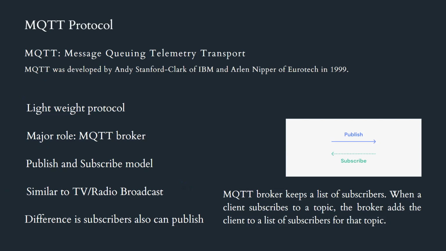So they have both the functions enabled, and that is the difference between the MQTT protocol and the normal publish and subscribe functions happening in the TV and radio broadcasting stations.